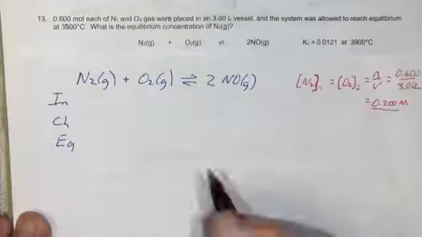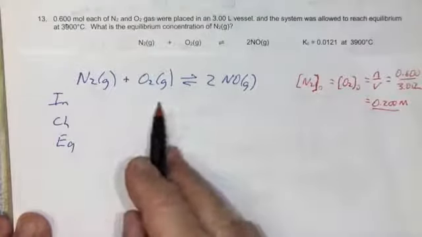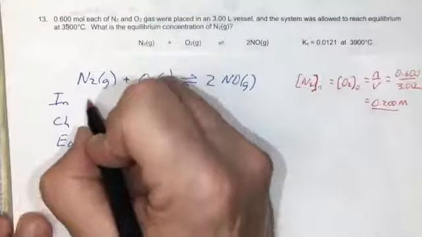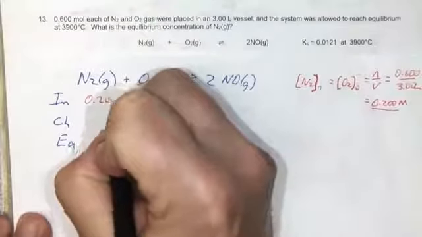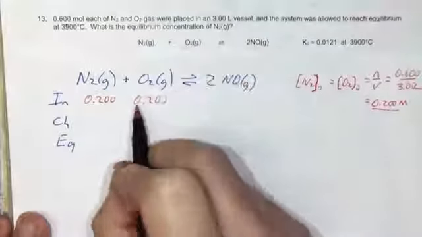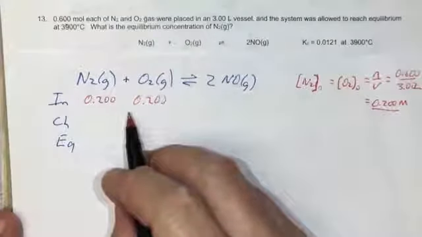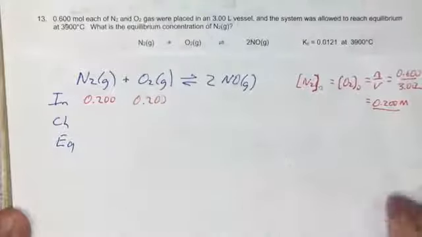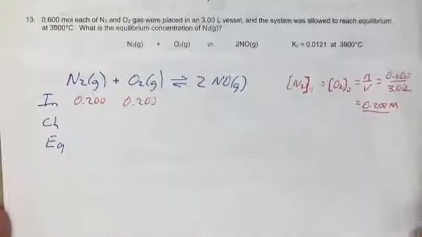So that's what goes on the initial line of our ICE table. We start with 0.2 moles per liter of nitrogen, 0.2 moles per liter of oxygen. Now remember, you have to use concentration and molarity here rather than number of moles, or you will get the wrong answer.